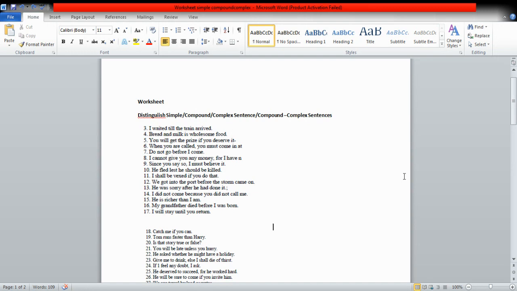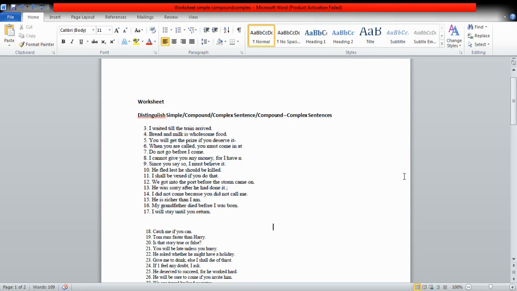I waited till the train arrived. It is a complex sentence. "I waited" is an independent clause. "Till the train arrived" is a subordinate clause. So it will be a complex sentence. Bread and milk is wholesome food. This sentence contains only one single clause, so it is a simple sentence.